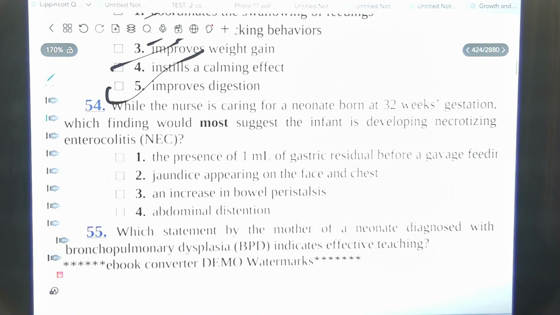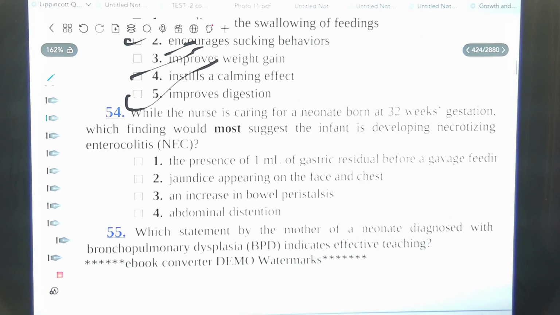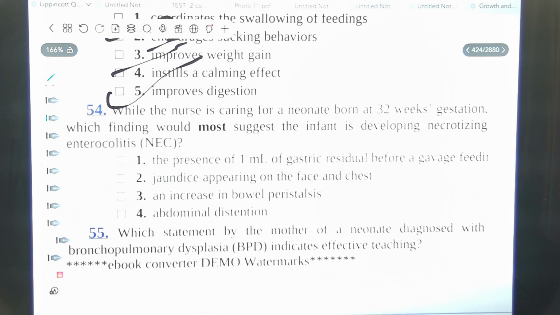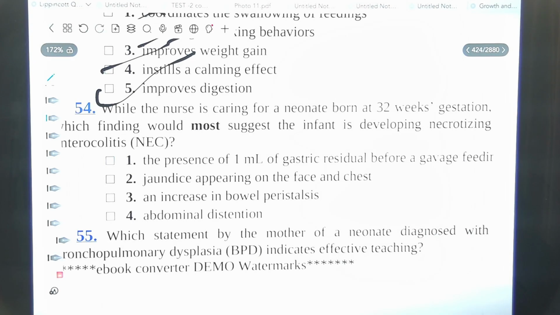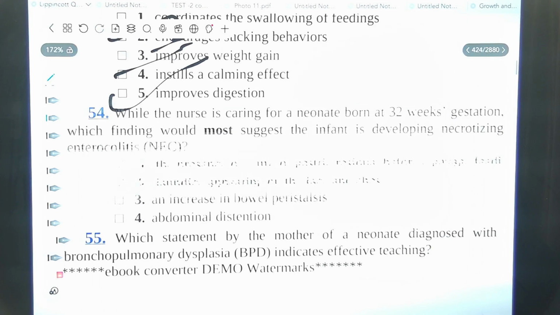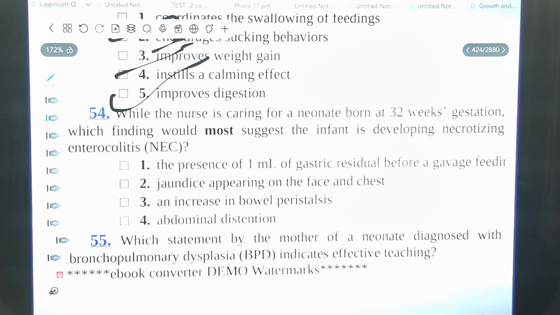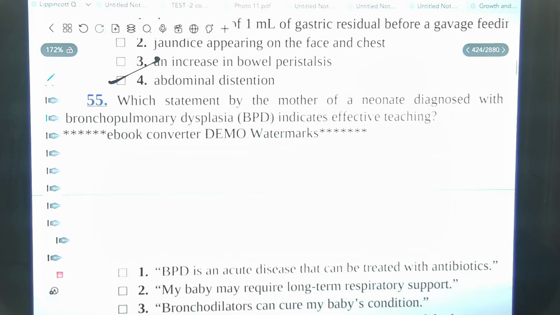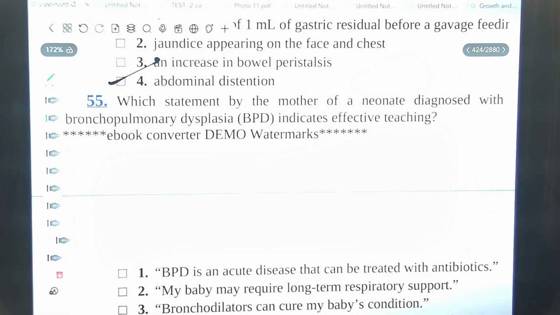While the nurse is caring for a neonate born at 32 weeks of gestation, which finding would most suggest that the infant is developing necrotizing enterocolitis? Choose the right response. So necrotizing enterocolitis affects our gastrointestinal area a lot, and that will also cause some abdominal distension. So fourth will be the correct response.